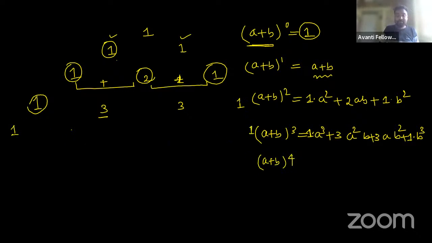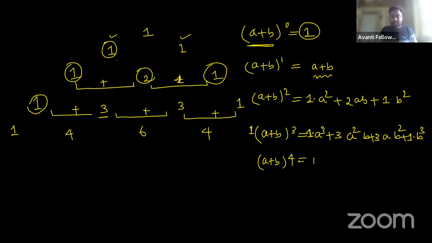1 right here. Now add these two terms, this is 4. Add these two terms, that is 6. Add these two terms, that is 4. So the binomial coefficients will be 1, 4, 6, 4, 1, right?